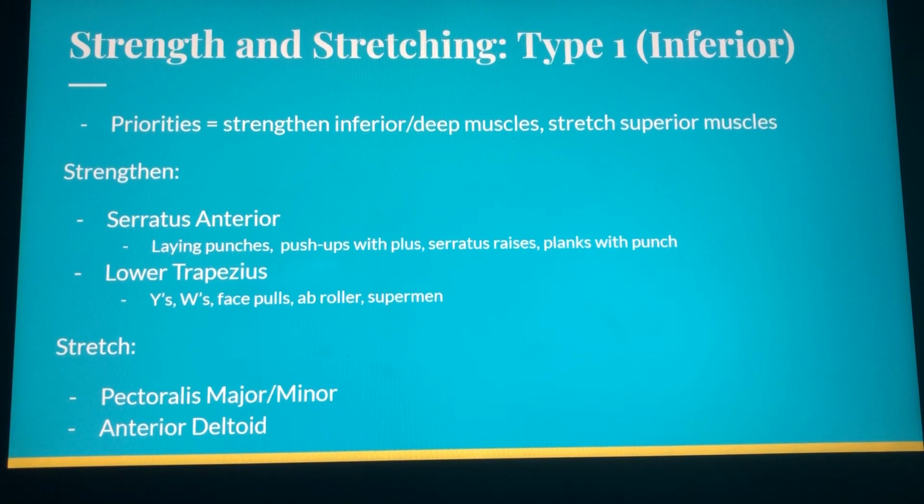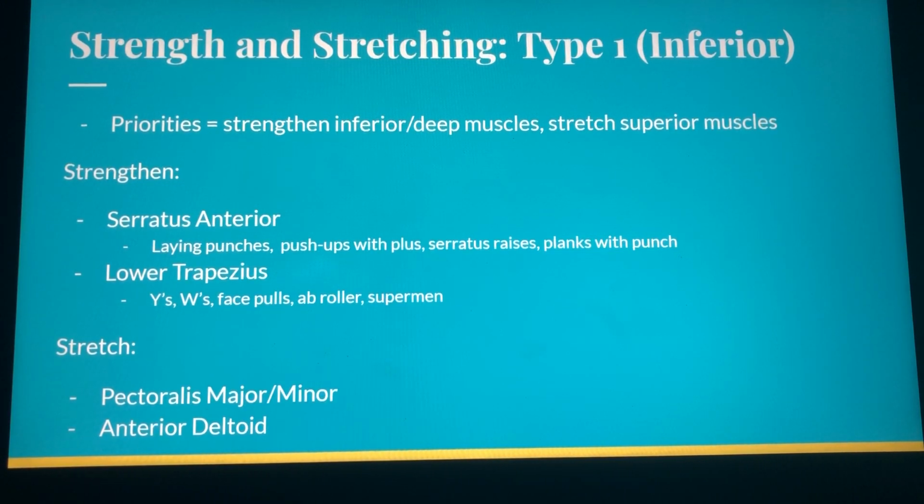You also want to strengthen your lower trapezius, and that would be done by doing Y's, W's, face pulls, arabolas, Superman. Again, there's variations of all those, but basically all include the same principle. When you're strengthening muscles, you just want to focus on which direction the muscle fibers run and then contract your body in that form.